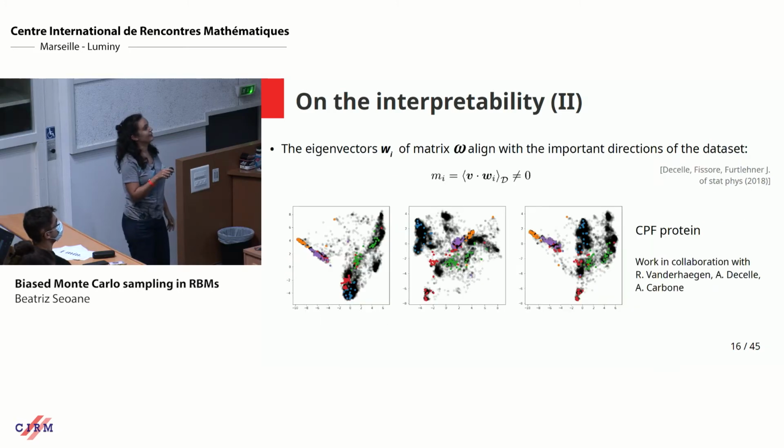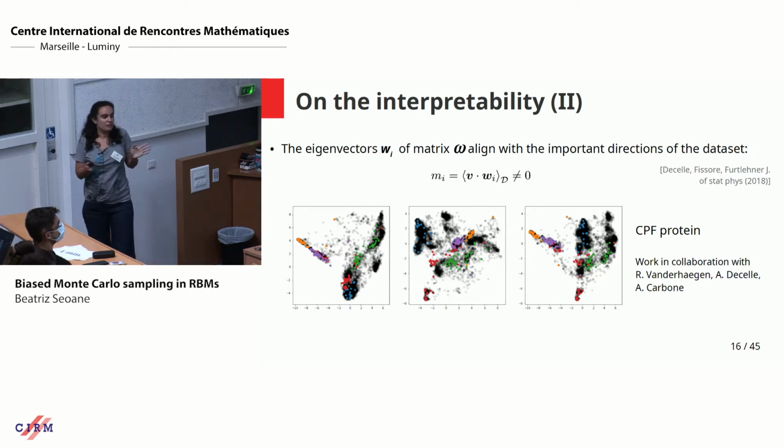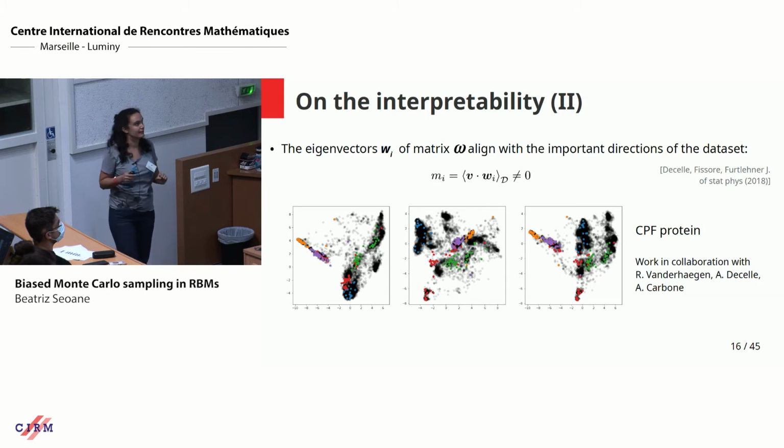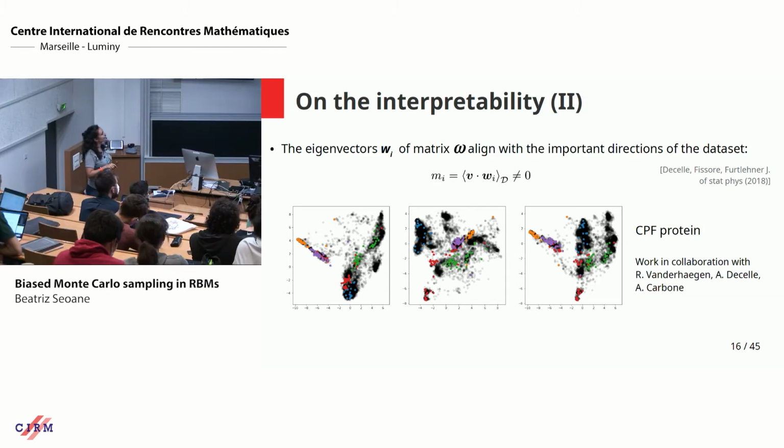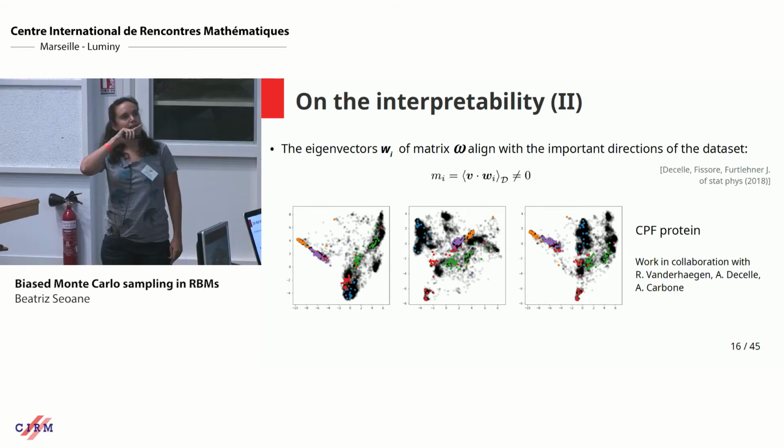And this is very interesting because we have the different eigenvectors. Here, for instance, I show you the projection along these directions of a data set of a protein family. That is work that we have been doing with Alessandra Carbone at Sorbonne University.